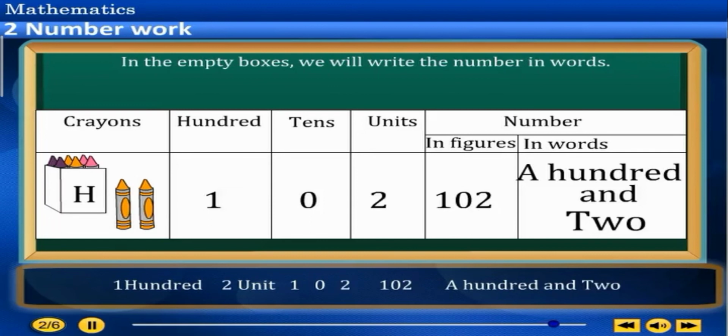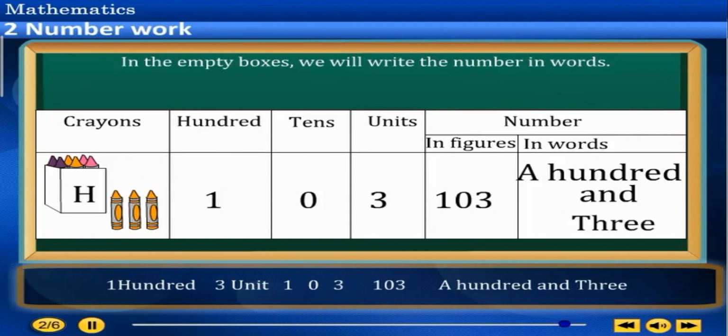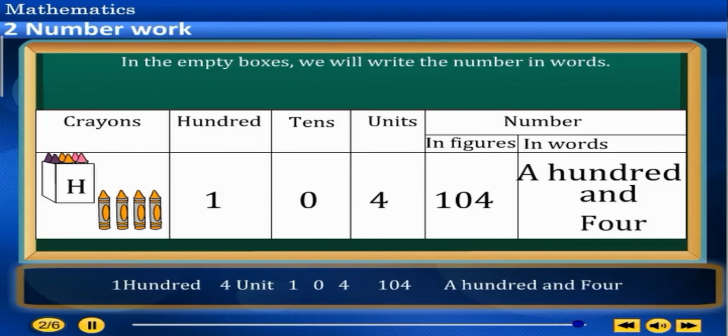102: units 1, 0, 2, 102. 103: units 1, 0, 3, 103. 104: units 1, 0, 4, 104.